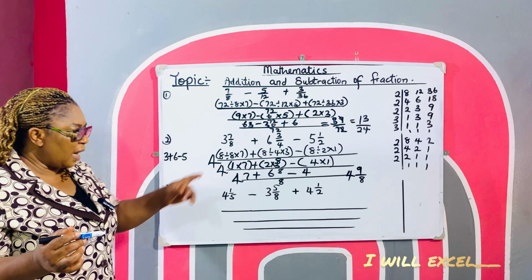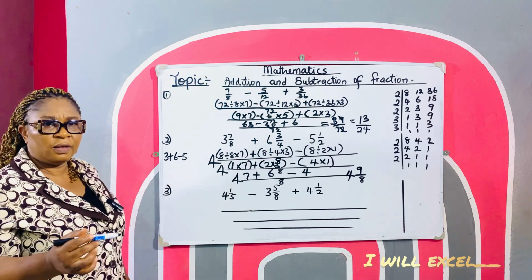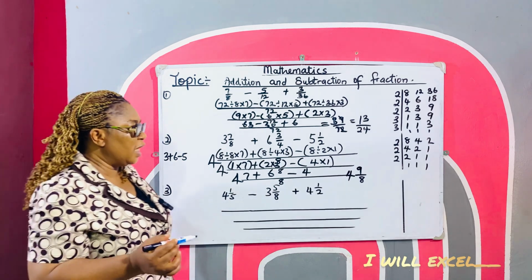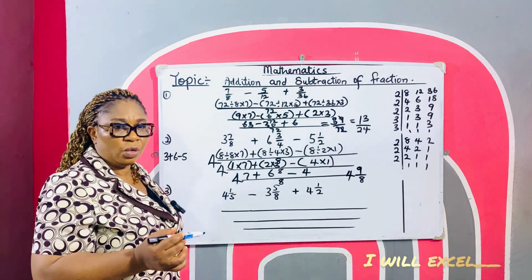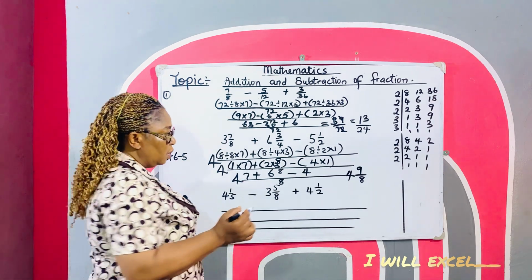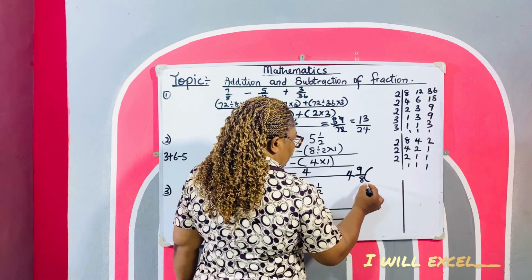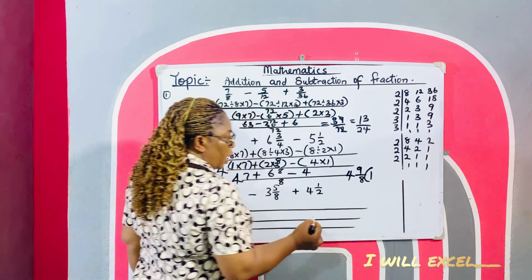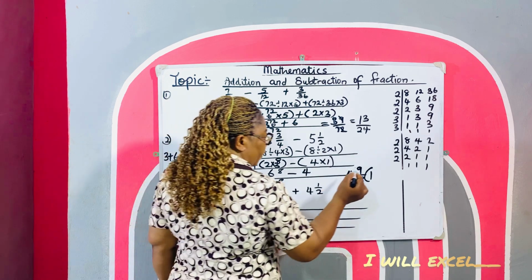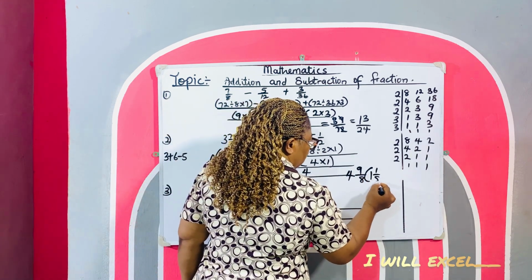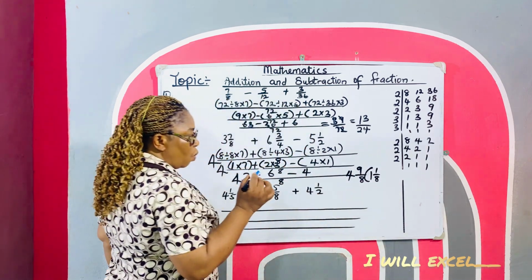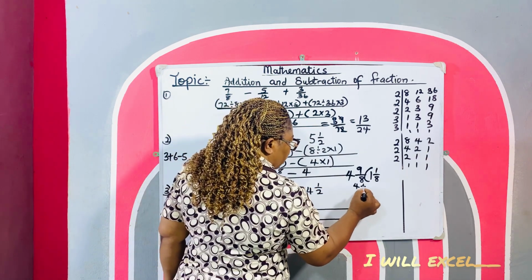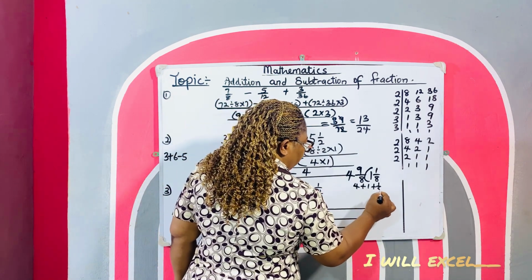See, 9 is bigger than 8. You cannot leave it like that. You are going to change 9 over 8 to a mixed fraction. 8, how many 8 is inside 9? Is 1. Okay, remainder 1. So we have one whole number 1 over 8, and that is 4 plus 1 plus 1 over 8.